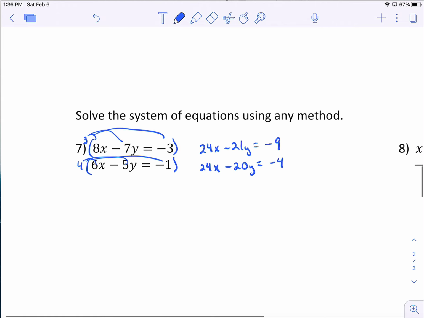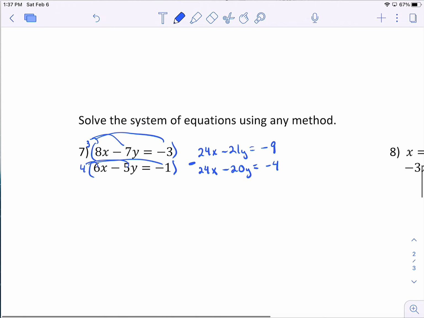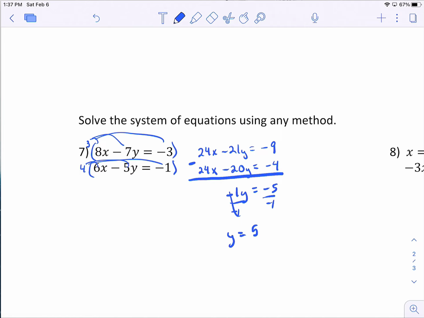All right, so I will subtract these because 24x minus 24x is 0. Negative 21y minus negative 20y would give me negative 1y. And then negative 9 minus negative 4 would give me negative 5. Divide both sides by negative 1, and y equals positive 5.